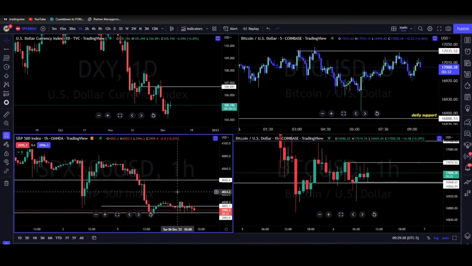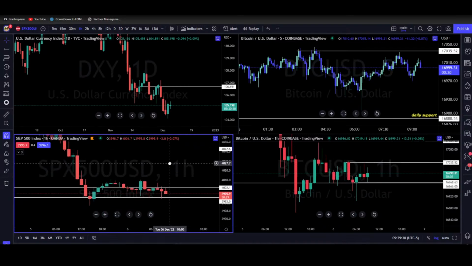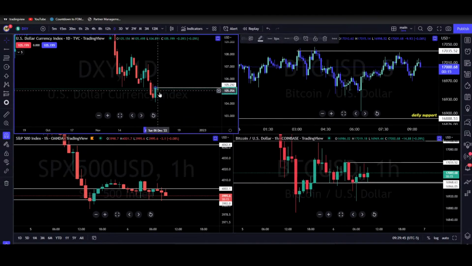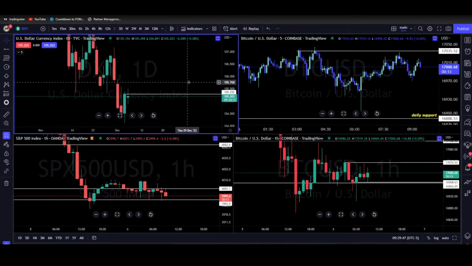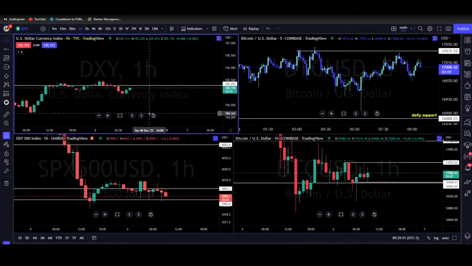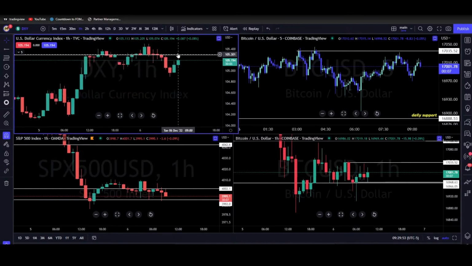So we have lost the correlation with risk assets that Bitcoin has. Basically what that means is it used to trade pretty closely to the SPY or the S&P 500, and it's not doing that anymore. So yeah, current daily resistance on the dollar is 105.29. Go over here and see if that area ends up holding or not.